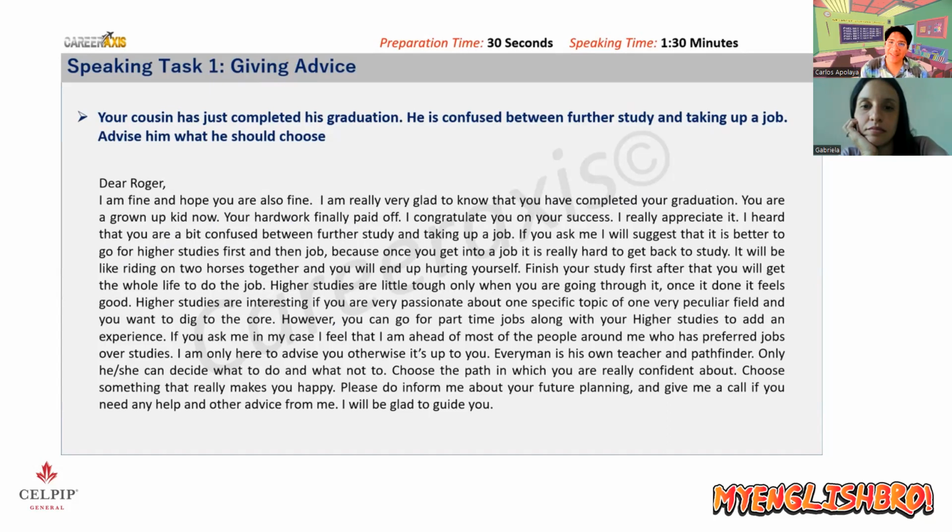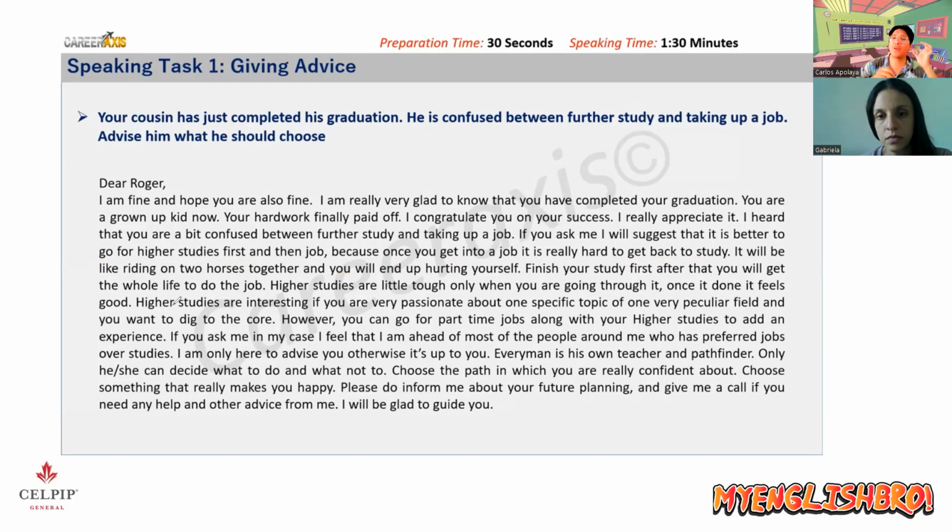If you ask me, acá esta vez, if you ask me, I will suggest that it's better to go de frente. It's better to go for higher studies first and then a job. Y ya me estás indicando, me das el consejo de frente. Because once you get into a job, it's really hard to get back to study. It will be like riding on two horses together and you will end up hurting yourself. Finish your study first, after you will get the whole life to do the job. Higher studies are a little tough only when you are going through it. Once it's done, it feels good.